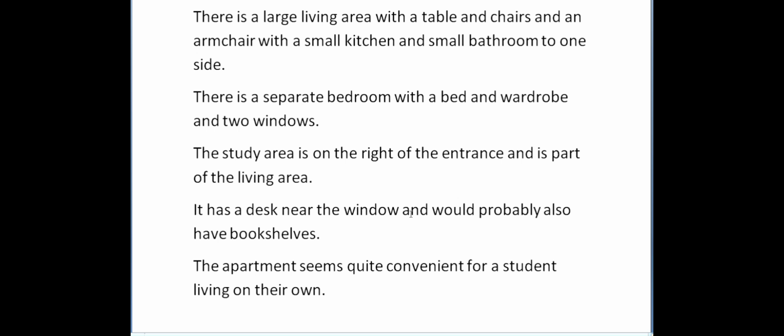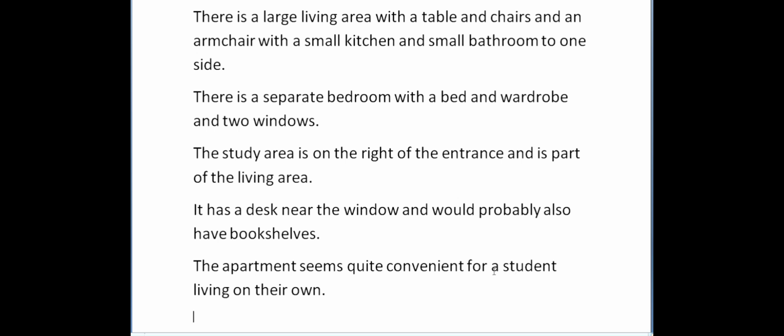Now the concluding part. How is the apartment? The apartment is good enough, right? A student can very well study there, focus on his career. So the concluding line is, the apartment seems, instead of using the word looks. So the better word, the formal word, is the apartment seems. Not very convenient. Not using the word very. Going with the word quite convenient. For whom? For a student.